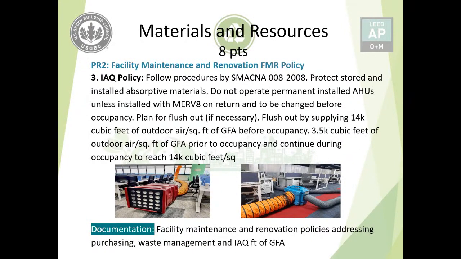There is another possibility that if 14,000 cubic feet of outdoor air per square feet of GFA is not provided at once, we can provide 3.5 or 3,500 cubic feet of outdoor air per square feet prior to occupancy and continue during occupancy. So this will give us the flexibility that people can be there working, and we can do our changing of this outdoor air or purifying the air by this flush out.